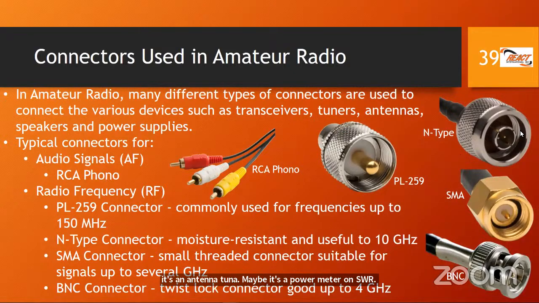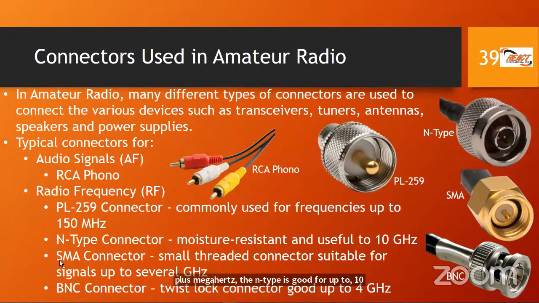You have the N-type connector, as it's called. You have the SMA type, and sometimes you have the reverse polarity SMA, but you have the SMA type. And then you have the twist-on type here called the BNC. And each of them can be used and are good for up to a particular frequency. So we'll come to the exam questions a little bit, but the PL259 is good for up to 150 plus megahertz. The N-type is good for up to 10 gigahertz.